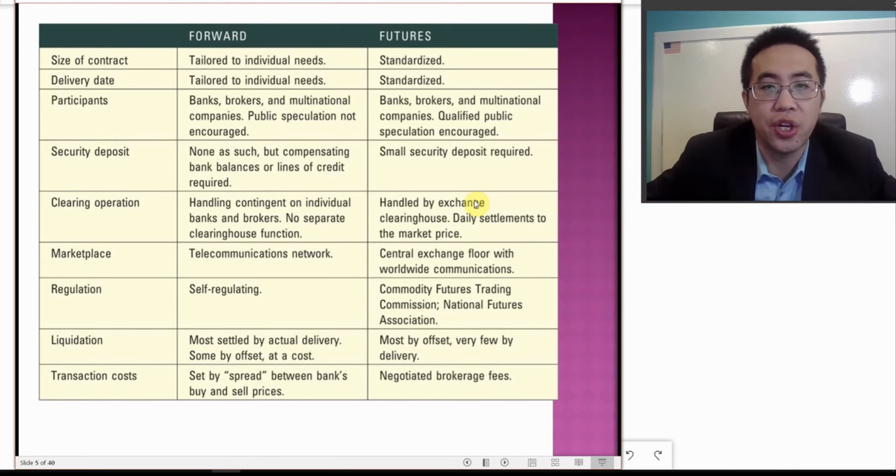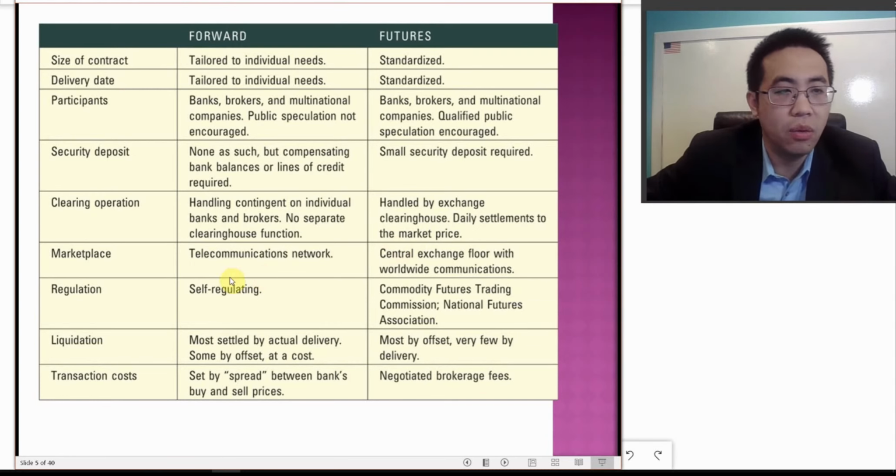For futures, there is a clearinghouse, and the Chicago Mercantile Exchange or some other futures exchange, like the Singapore Futures Exchange, the Futures Exchange in Korea, in Netherlands, they all serve as clearinghouses. And the work is done electronically. You need telecommunication networks. And for futures, there is a centralized exchange floor in addition to the network.